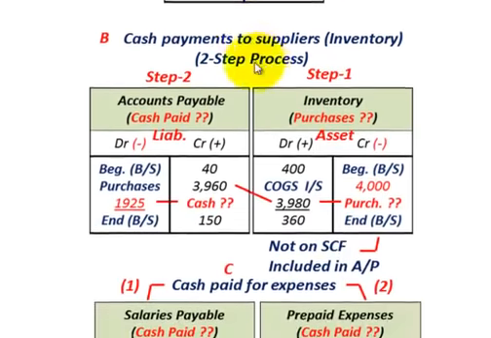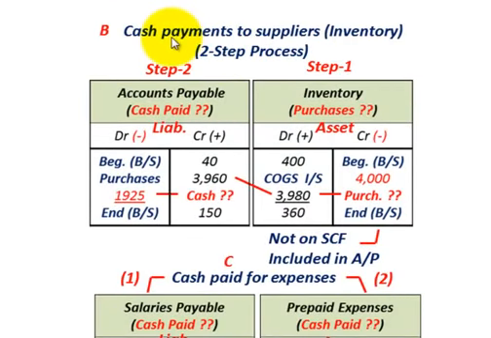Okay, so now let's go down and look at our second category, where we get cash payments to suppliers, and specifically inventory. This really takes a two-step process, so this is what you have to be concerned about when you're talking about inventory. First off, step one: inventory, and you have to determine what the purchases would be. Again, remember, this is an asset.